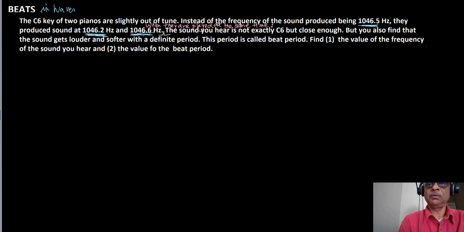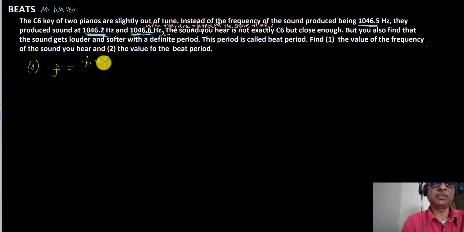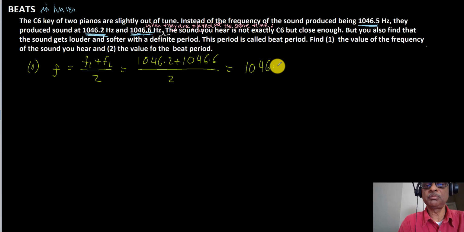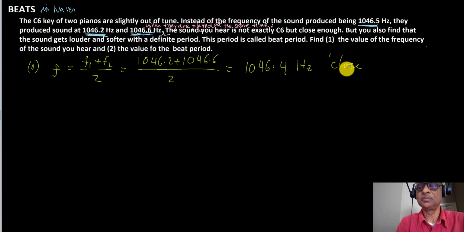Okay, so let's finish up this answer. The answer to one simply will be f, which here is (f1 plus f2) over 2, which is (1046.2 plus 1046.6) over 2, which is 1046.4 hertz. This is close enough to 1046.5.